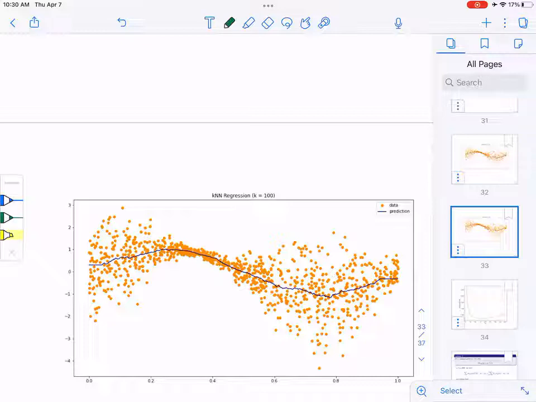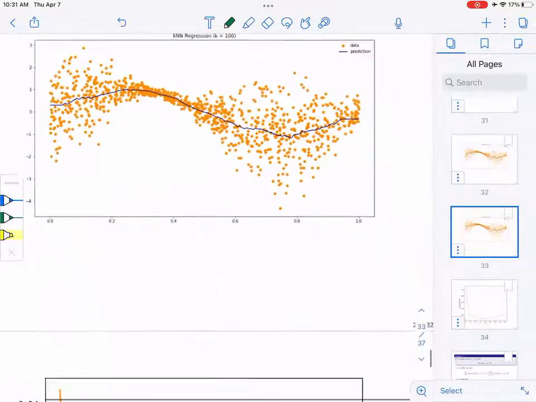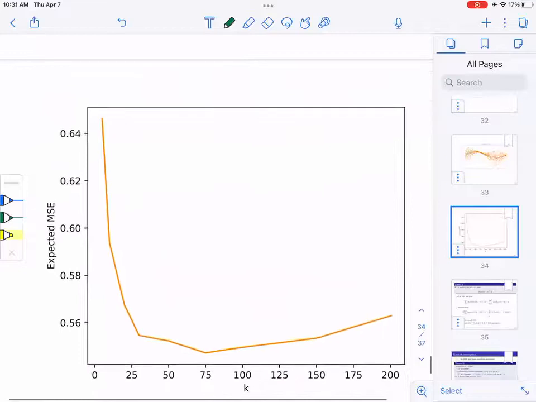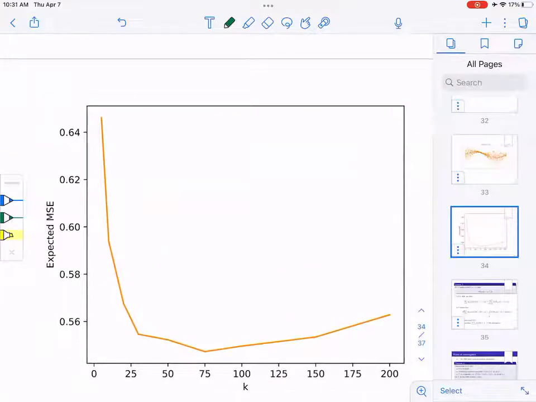It's very easy to convince yourself that there is a bias-variance trade-off according to k. If k gets bigger, the variance goes down, and the bias generally goes up. And there is an optimal k. This is for the expected MSE. Basically, what I'm trying to plot here is this thing that we are trying to bound.